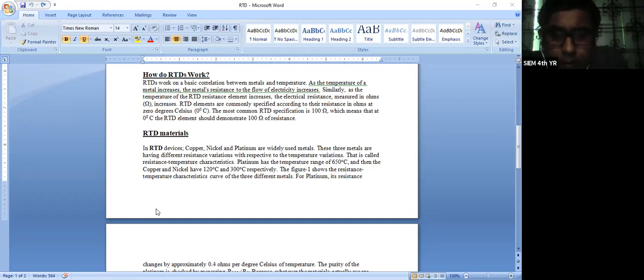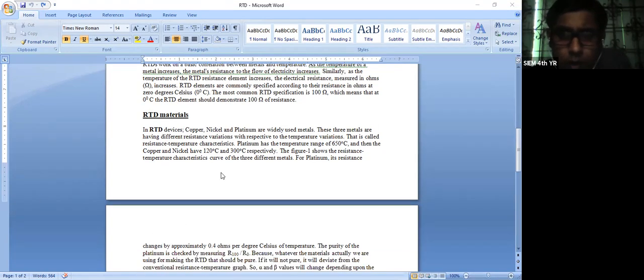So platinum has the temperature range of 650 degrees Celsius, and copper and nickel have 120 degrees Celsius and 300 degrees Celsius respectively. Mark it, important for MCQ. Figure 1 shows the basic characteristics. For platinum, its resistance changes by approximately 0.4 ohms per degree Celsius. Important for MCQ: with a 1 degree Celsius change, its resistance value changes by 0.4 ohm.